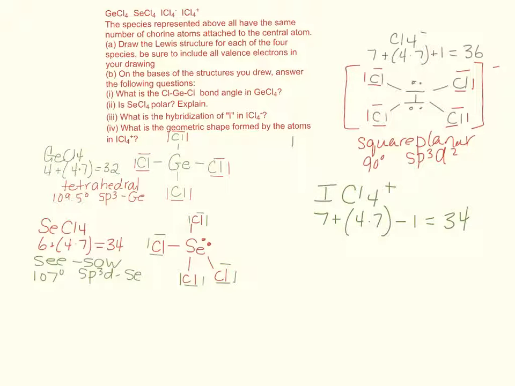Again, I know that there are 4 chlorines coming off the I, each with 8. So that's going to eat up 32. That means I have 1 lone pair. 1 lone pair puts me back with the same kind of molecular geometry as the SeCl4. So I've got I, Cl, Cl, Cl, Cl, lone pair.